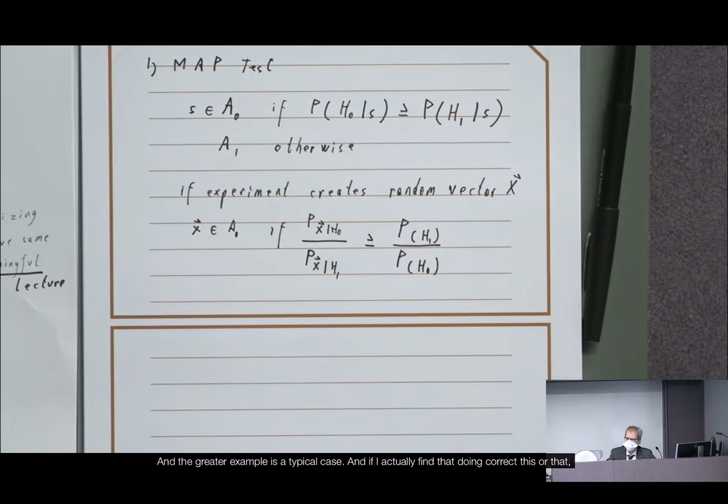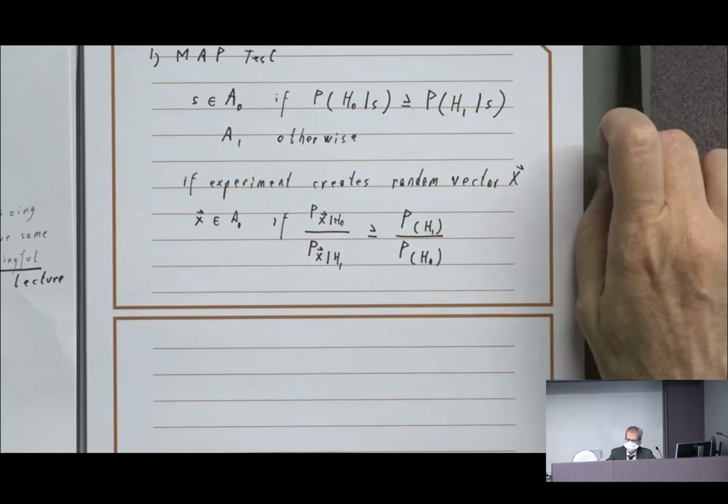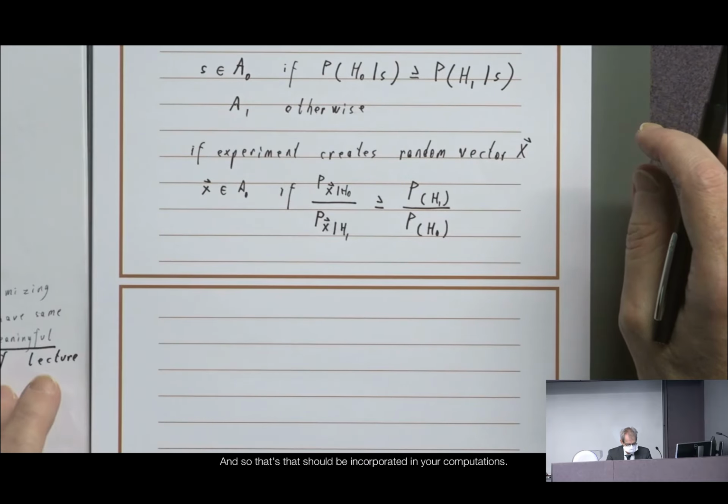Right? If I actually find that lowering the misdetection probability is more important, then I will pick my threshold accordingly, and my prior probability for hypothesis 0 or hypothesis 1 is going to change significantly. And so that should be incorporated in your computations.